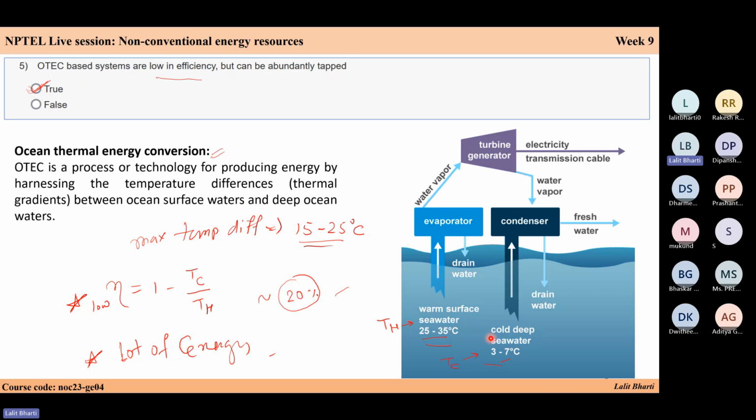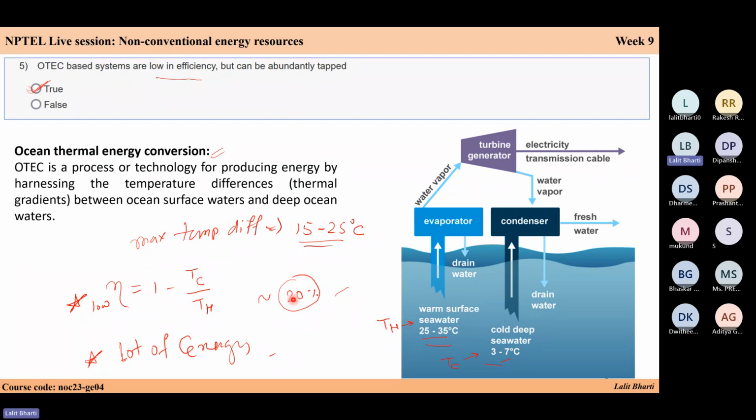So in this case, if you measure the temperatures, your maximum temperature difference is around 15 to 25 degrees Celsius. So here the higher temperatures are 25 to 35 and the lower temperatures 3 to 7. Also, we need to go very deep to get this temperature. You need to go around 1 kilometer to get this 3 to 7 degree mark. So that is also a very high depth. So this temperature difference is very small. And if you calculate, you get only 20%, or 0.2. So the efficiencies are very low.